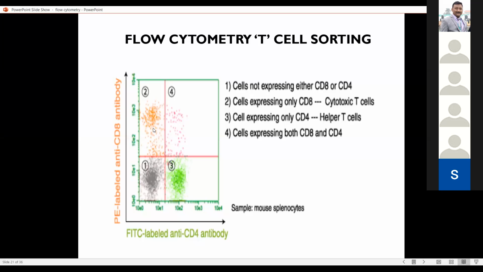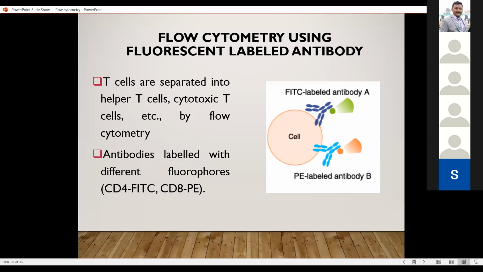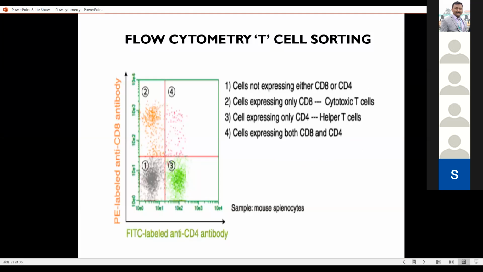The cells which express only the CD8 marker on their cell surface will bind to the CD8 specific antibody, and we have tagged the CD8 specific antibody to phycoerythrin. So phycoerythrin will fluoresce and show an orange color population, and they will constitute a different population here. Another one is the third one, which comes here in green color.